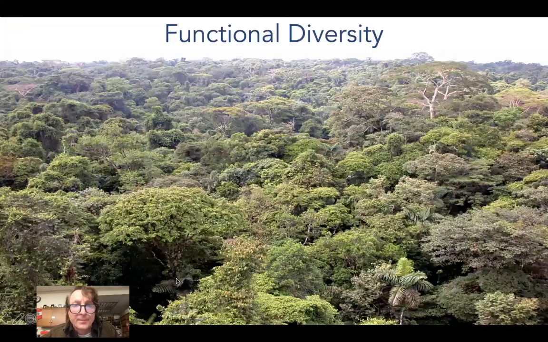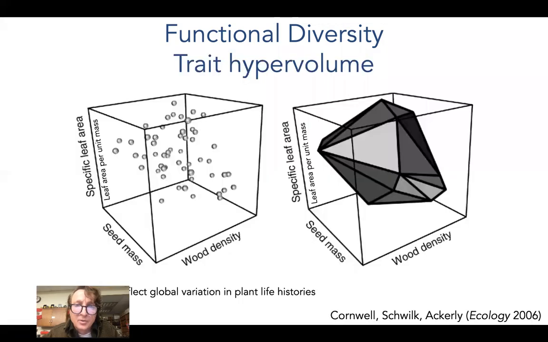Okay. All right, so functional diversity. Another aspect of the focus on traits is associated with functional diversity. And so this is a really broad literature, and I only want to give just a few quick examples. So one way of studying functional diversity is to talk about trait hypervolumes or functional hypervolumes.